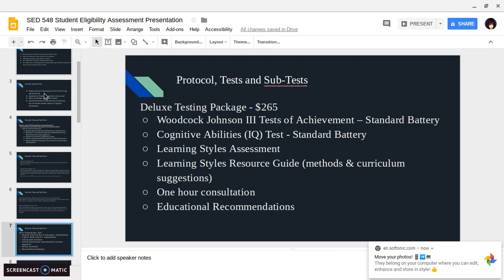Protocol tests beyond that, the deluxe testing package, again, it's outlined here. You have the Woodcock-Johnson 3 test of achievement, the cognitive abilities, IQ standard survey test, and a learning styles assessment, which is paramount if you really want to get to know a student. I have some higher functioning students who actually have an operative IQ of 90 to 92 range. I want to know their learning styles if you don't pick up on them intuitively.